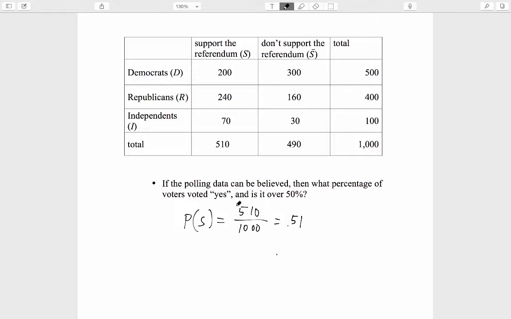Before we get too immersed in this approach of using ideal datasets and frequency tables, let's remember what this question has to do with conditional probability. The total probability of S, the total probability that a randomly selected voter supports the referendum, equals the probability that a voter is a Democrat and supported the referendum, plus the probability that the voter is a Republican and supported the referendum, plus the probability that the voter is an Independent and supported the referendum. The event S is the union of these three smaller events.